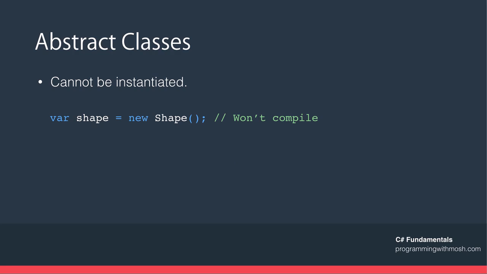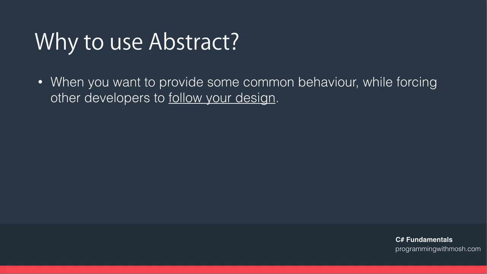And the last one is abstract classes cannot be instantiated. So when we declare the shape class as abstract, we cannot create a new instance of shape. So this line will not compile. Now you may wonder, why do we use abstract? What's the benefit? You use abstract when you want to provide some common behavior while forcing other developers to follow your design. What do I mean by that?